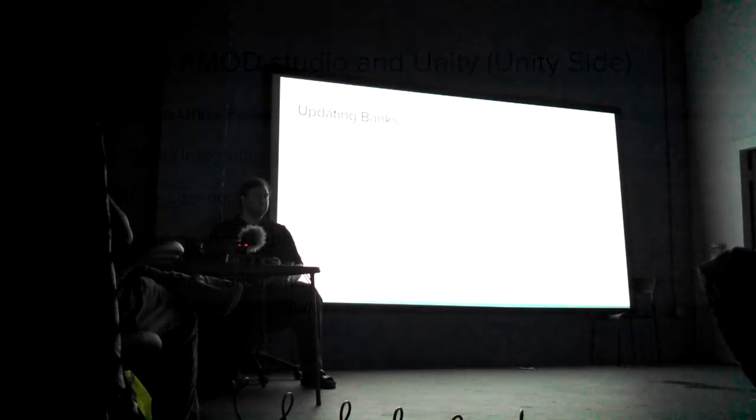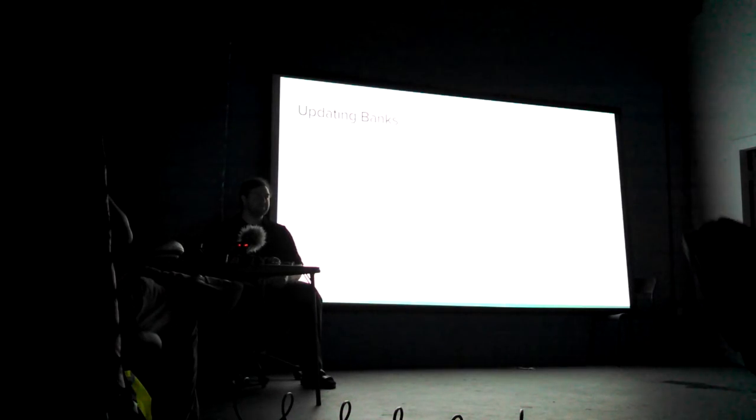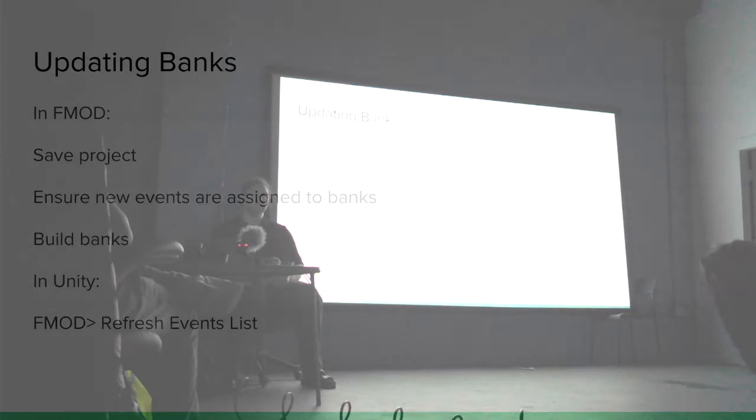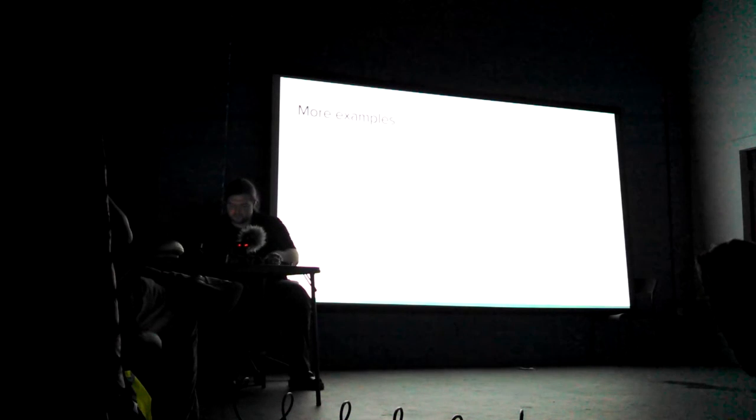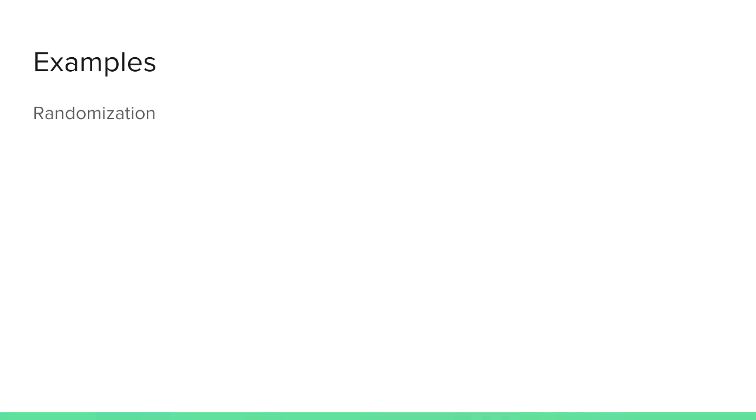Once you have done this, whenever you make a change to your FMOD banks, whenever you tweak an event or change how your banks are working and then rebuild them, you'll just have to go to FMOD, refresh events list in Unity so it gets an updated version of your banks. So now I'm going to give you guys some examples of some of the things that are possible in FMOD.